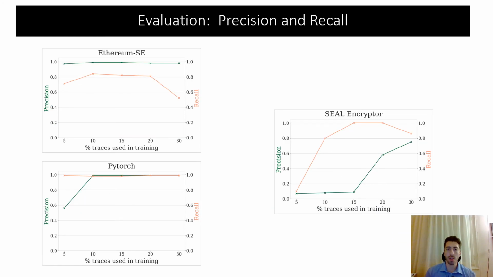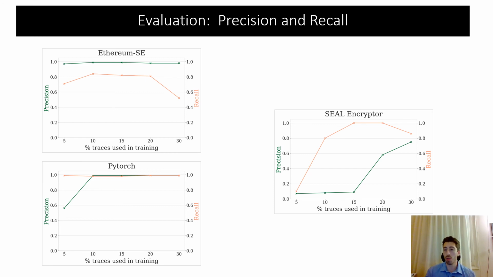In this slide, you can see the 3 most representative plots from these 5 case studies, and you can see the precision and recall with respect to the percentage of traces used in training. As you can see in Ethereum and PyTorch, just 10% of the total traces for training means that we are able to get a well-performing classifier on the rest of the unseen 90% of the traces.